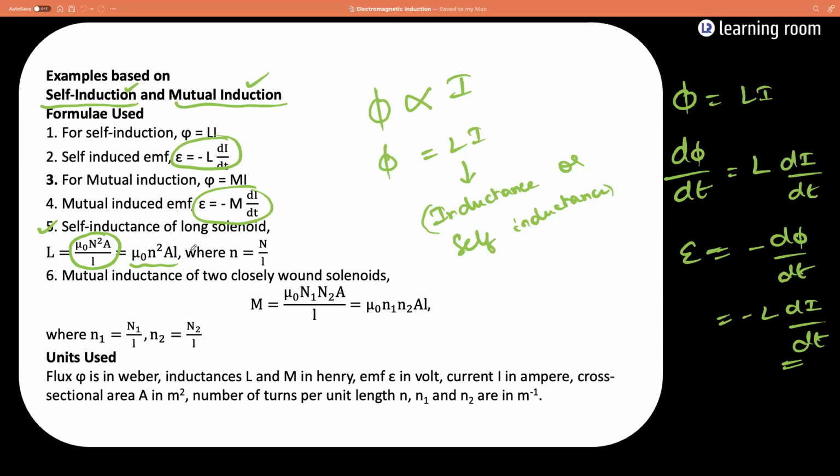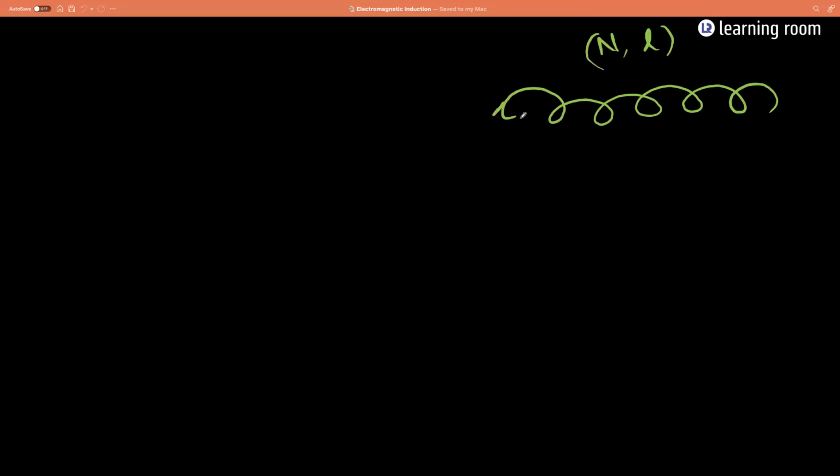So just for the sake of understanding, I'll explain it. If there is a long solenoid like this, which has N turns and length L, let's say the current flowing through it is I. So what is the magnetic field associated with this coil? It is going to be mu naught into small n into I. Accepted? If I take A to be the cross-sectional area of this coil, and R to be the radius, then the area of the coil will be pi R square.